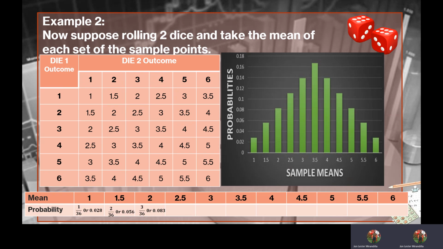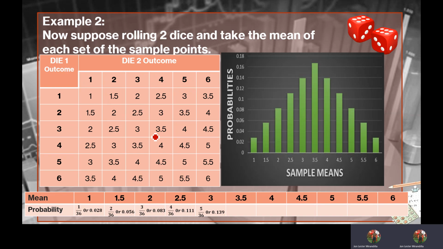How about si 2? Tatlong beses. We have 3 divided by 36 is equal to 0.083 in decimal form. Then, next is 2.5. We have 4. 4 times lumabas si 2.5 dito sa ating mga outcomes. Therefore, 4 out of 36 is equal to 0.111. How about si 3? What is the probability of getting the mean of 3 in our situation? So we have 1, 2, 3, 4, 5. So we have 5 out of 36, or 5 divided by 36 is equal to 0.139.